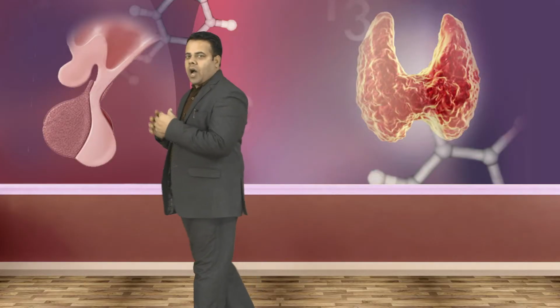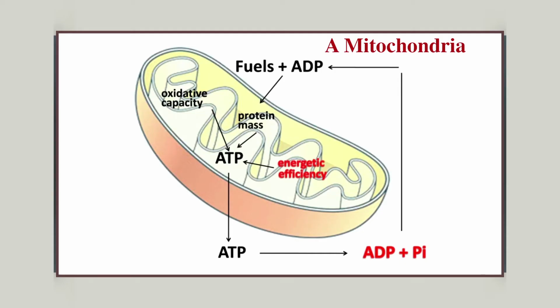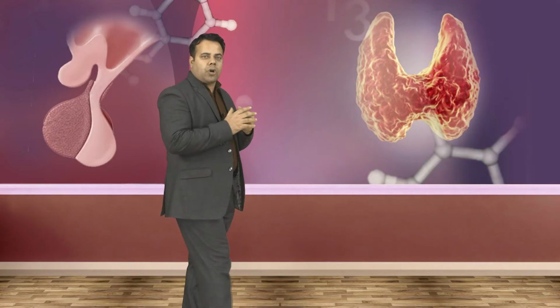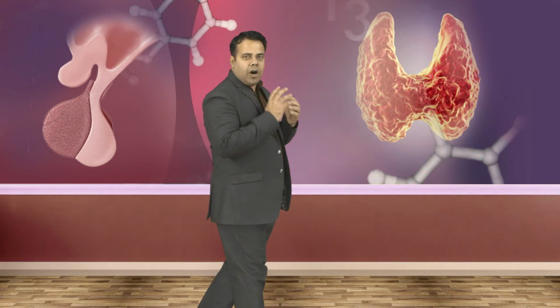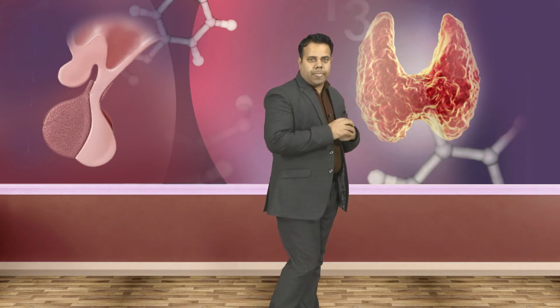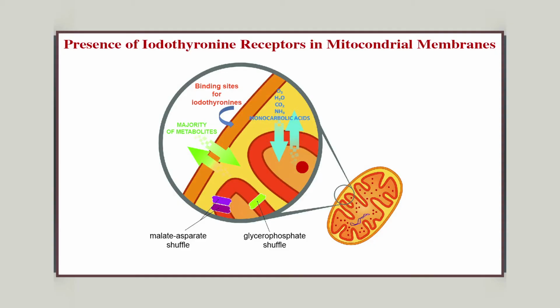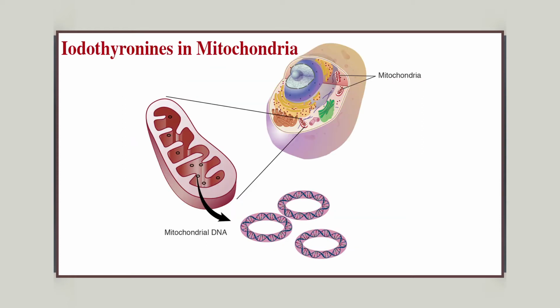The mitochondria are organelles within the cells which are associated with most of the energy provision of the cell in the form of ATP. They are also called the powerhouse of the cell, and they also have a small amount of DNA of purely maternal origin. There is evidence to support the likelihood that high affinity binding sites for the iodothyronines are present in mitochondrial membranes. And second, they influence mitochondrial metabolism directly by acting on mitochondrial DNA.